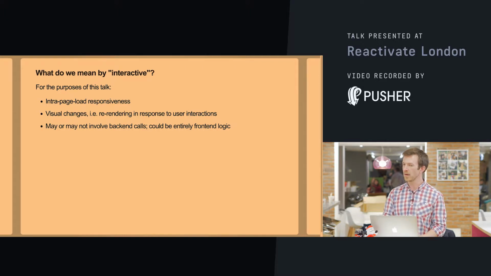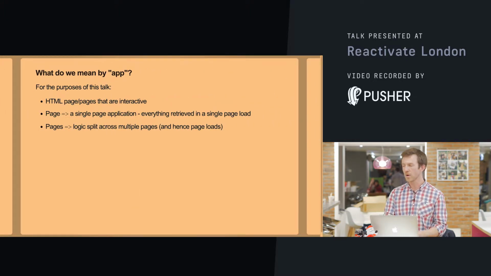Interactive, again, every HTML page is effectively interactive if you consider clicking on a link as being some sort of interactivity. But for today, I'm talking about intra-page responsiveness and the visual changes that come in response to things like keyboard events or mouse clicks, whatever they may be. May or may not involve back-end calls. As I said, we're not going to focus on that today. And by an app, what are we talking about? An HTML page or pages that are themselves interactive. Could be a single page or multiple pages.